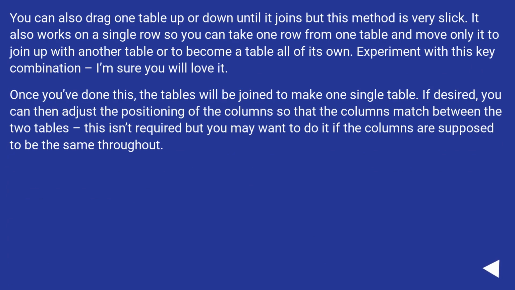You can also drag one table up or down until it joins, but this method is very slick. It also works on a single row, so you can take one row from one table and move only it to join up with another table or to become a table all of its own. Experiment with this key combination, I'm sure you will love it. Once you've done this, the tables will be joined to make one single table. If desired, you can then adjust the positioning of the columns so that the columns match between the two tables. This isn't required, but you may want to do it if the columns are supposed to be the same throughout.